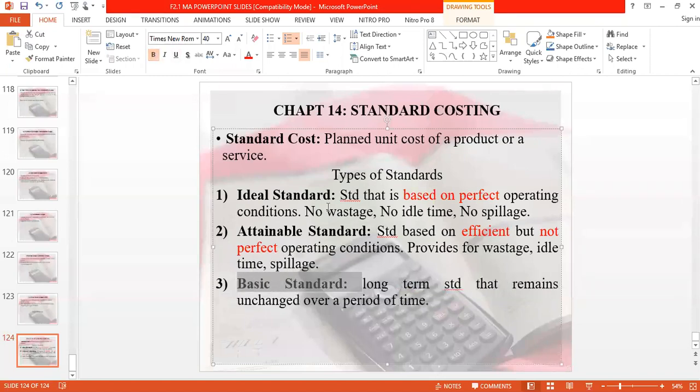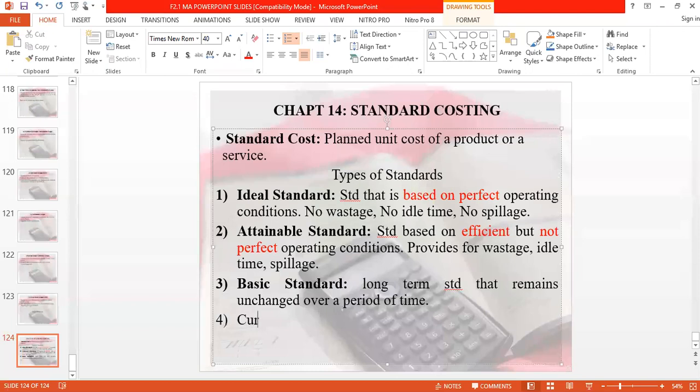So what is a basic standard? A basic standard is a long-term standard that remains unchanged over a period of time.